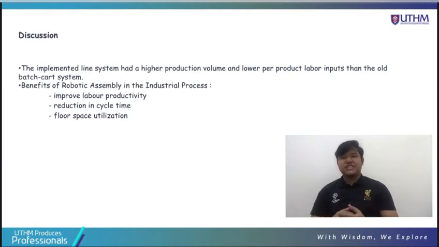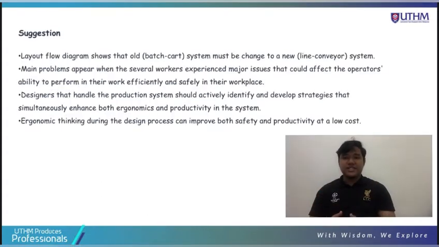So the major strategic production decisions made by the technical design group included the automation of the assembly and the automation of the transport into a line system. So the technical design group focused on the production automation. The second is the work organization group change, optimizing the ergonomics and the task distribution among the operators in the new system. Alright, for suggestion, the layout flow diagram shows that the old batch cut system must be changed to a new line conveyor system.